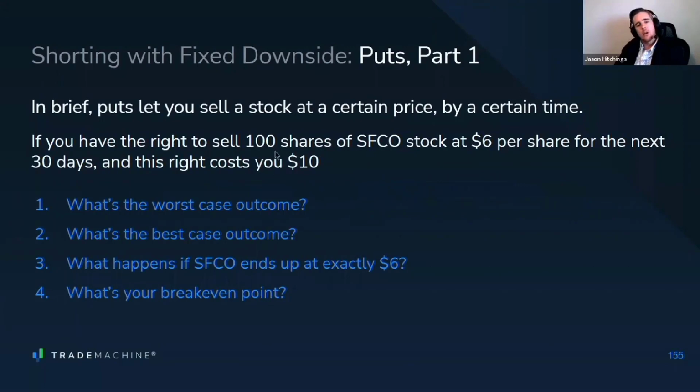So if you have the right to sell 100 shares of Safeco stock at $6 per share for the next 30 days, and the right costs you $10, let's just walk through one of these scenarios. So what's your worst case outcome? If you bought an option, it costs you $10, and the option gives you the right to put stock on someone. What's the worst case outcome? What's the best case outcome? What happens if Safeco lands directly at $6? And what's your break-even point?